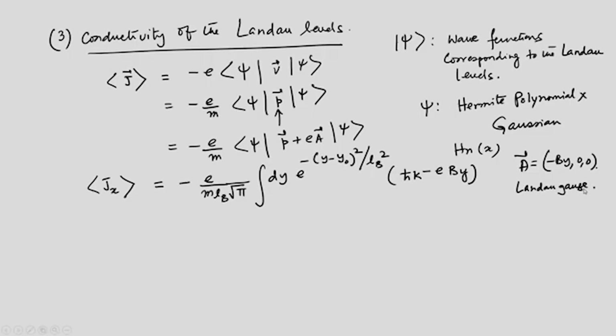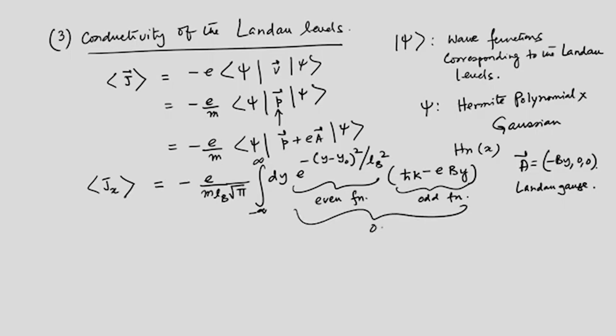Now if you try to solve this integral, it's easy because it's over the entire range from minus infinity to plus infinity. This is an even function, and this is an odd function of y. An even function and an odd function, when multiplied, give you an odd function. So the integrand is odd, and when the integrand is odd, if you integrate it from minus infinity to plus infinity, this is equal to 0.